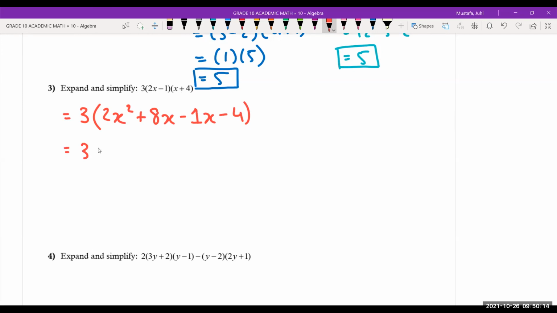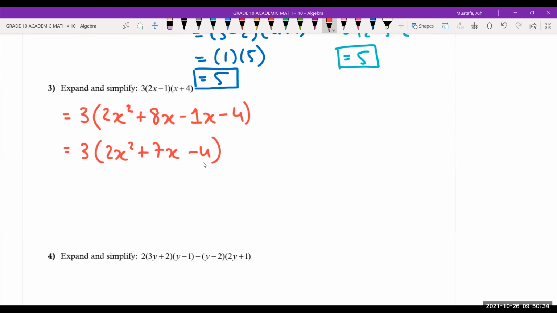So I FOIL it, and then I also just clean up these signs. I collect like terms. So what's 8x minus 1x going to give me? It's just going to be 7x minus 4. So do you notice I haven't done anything fancy? All I've done is I've taken that term and that term, I FOILed it, and I got this.